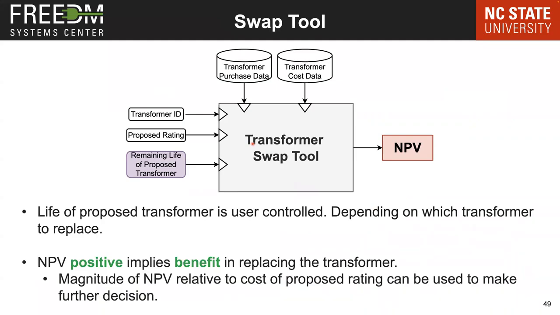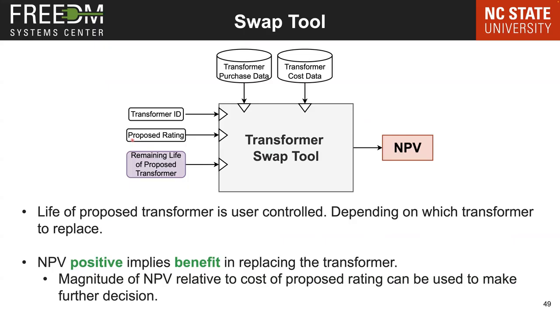So as a tool for a utility, you're going to already have the existing transformer ID. The proposed rating, either you can choose a random value based on your available stock, or based on something lower than the existing rating, or you can use our previous analysis, the underloading transformer analysis, and if that transformer size is available, then you can use that size.